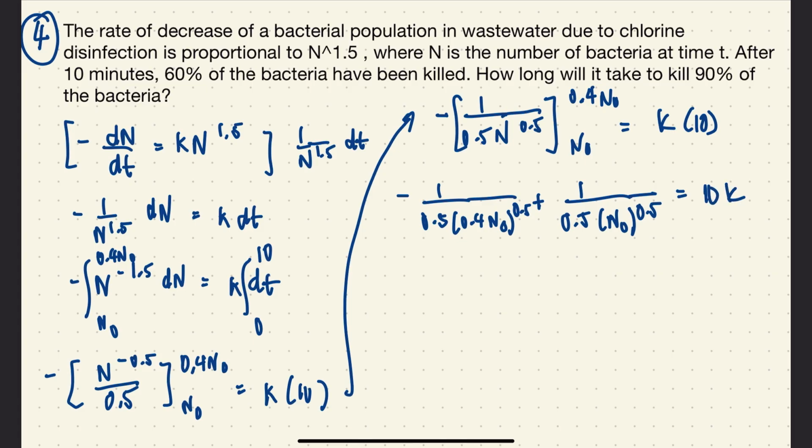$10K. So at this point, you will not be able to solve for N0 since we cannot cancel it out. But what we can do is, if we get first the general solution and the particular solution, we can get k using the initial value.